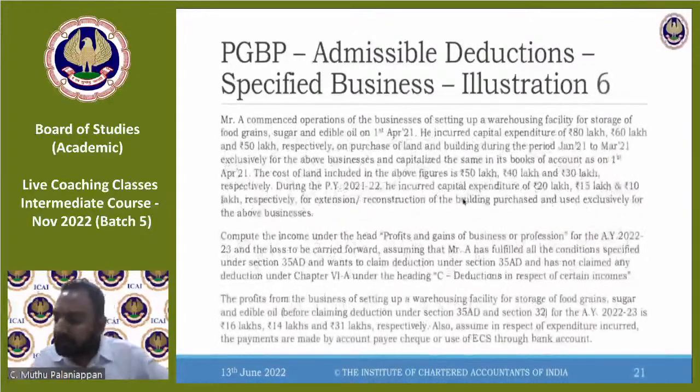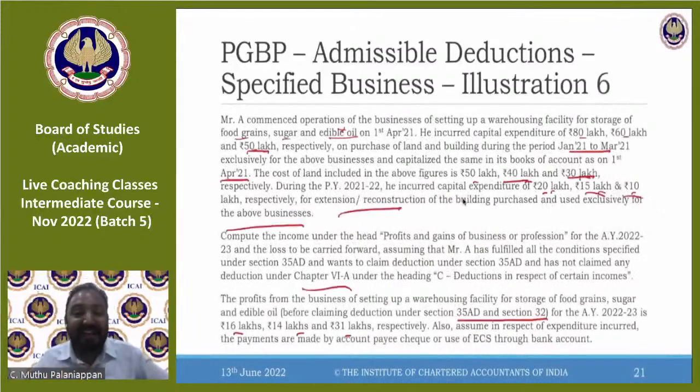So in illustration 6, typically what we are saying is land and building. Additional depreciation is allowed only for plant and machinery. It is not eligible for building. So that's why we have not calculated additional depreciation for edible oil acquired during this previous year in illustration 6.